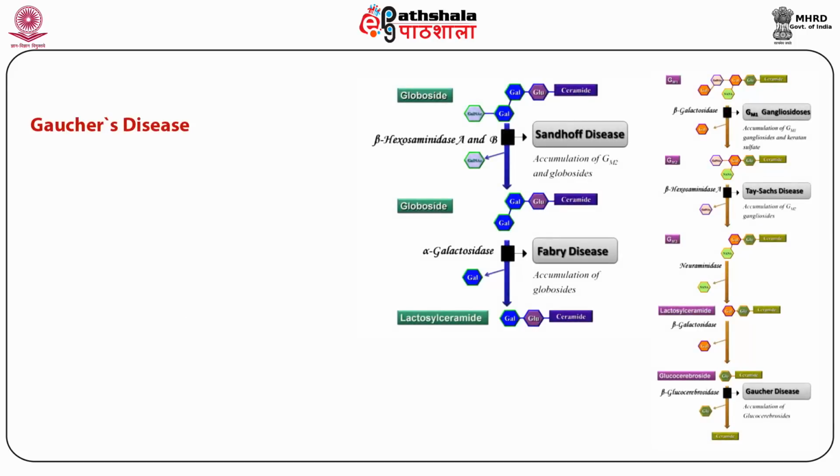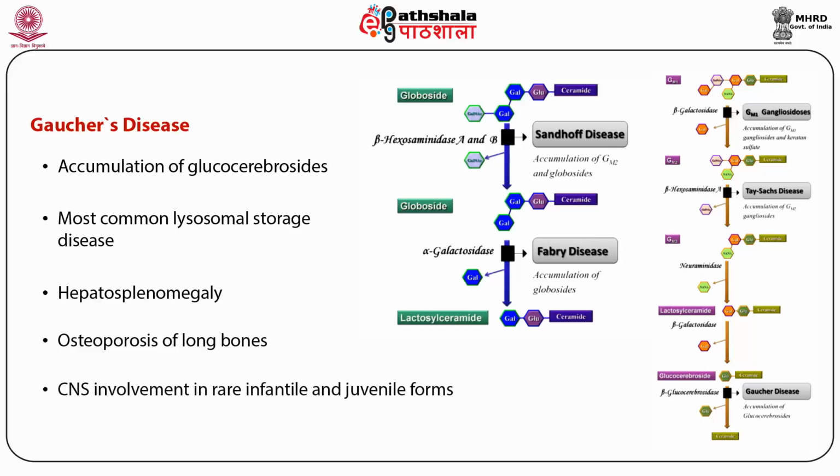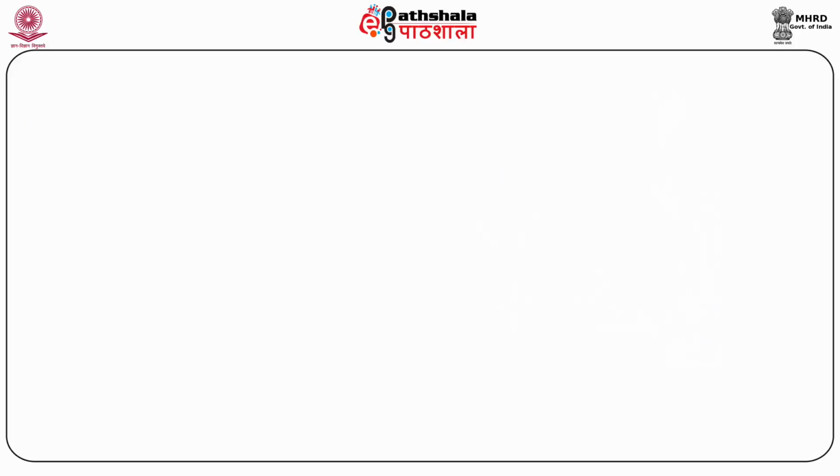Gaucher's disease. Gaucher's disease is characterized by the accumulation of glucocerebrosides. It is the most common form of lysosomal storage disease, which is characterized by hepatosplenomegaly, osteoporosis of long bones, and involvement of the central nervous system in rare infantile and juvenile forms.